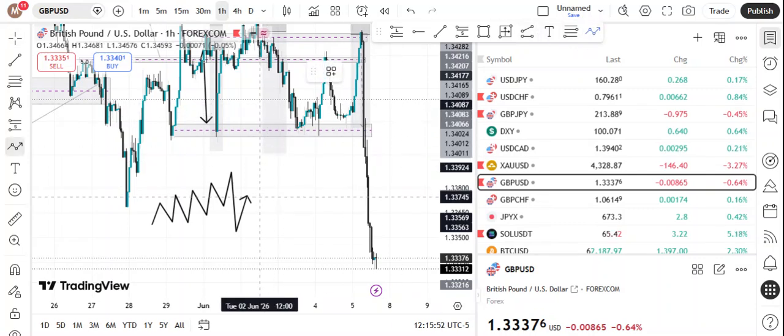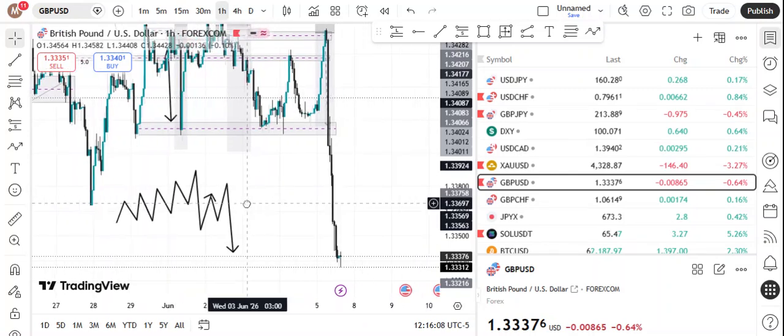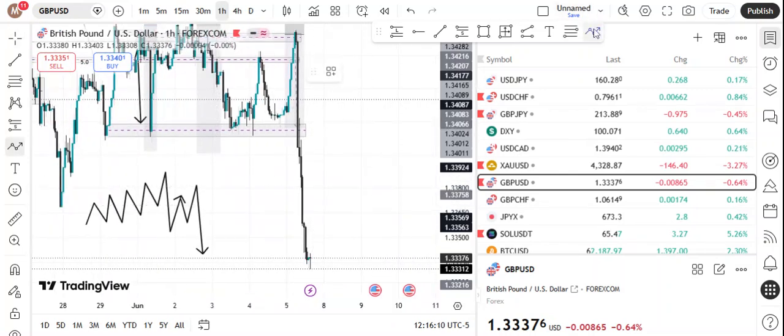So here I already have my respect here to break here, and then it can sweep this very high, and it can dump straight up. Boom. Or we can also have a move just like that one.